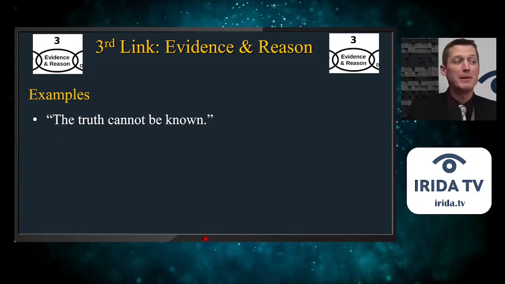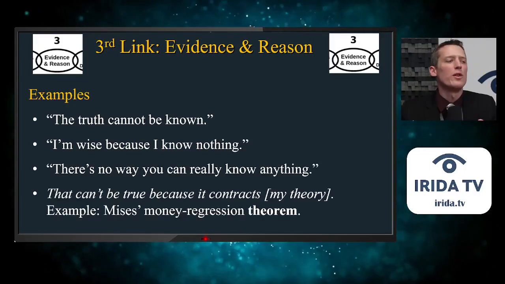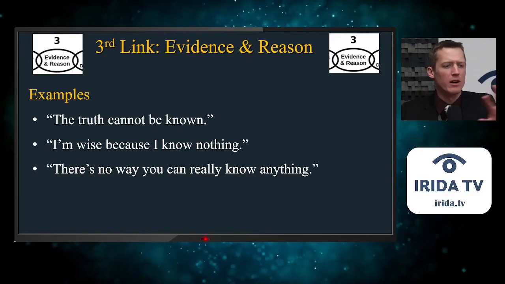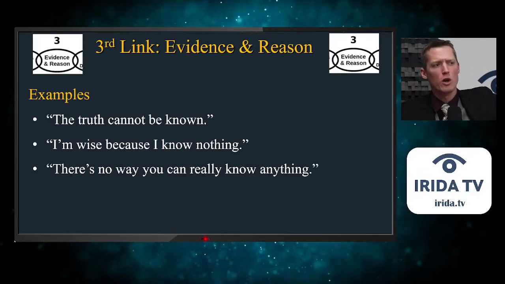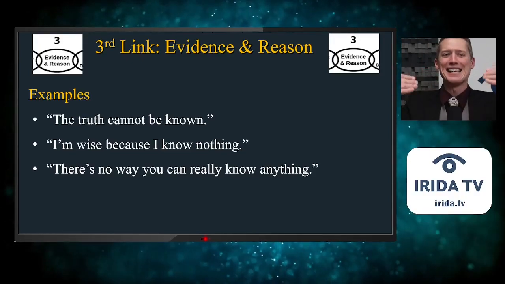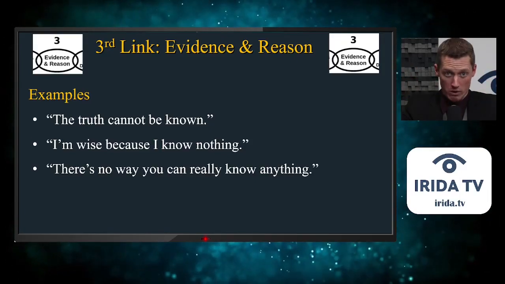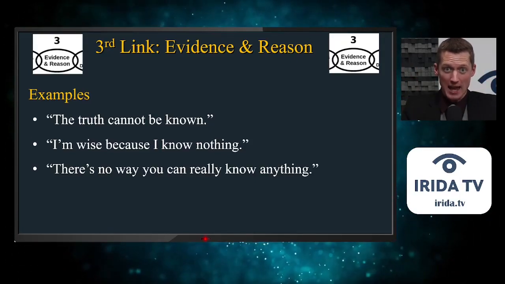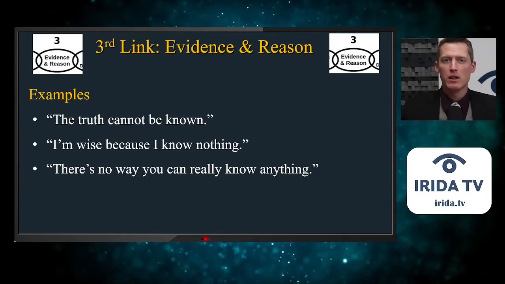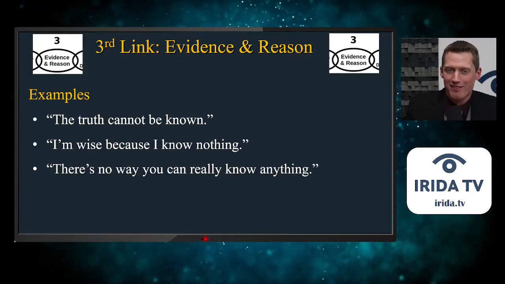The truth cannot be known. I'm wise because I know nothing. There's no way you could really know anything. And that can't be true because it contradicts my theory. Now, hold on, let me get back to that one. So all these three are about denying the existence of knowledge. Things cannot be known. And if that's true, then I guess people could be responsible for stuff, but we can never figure it out, right?